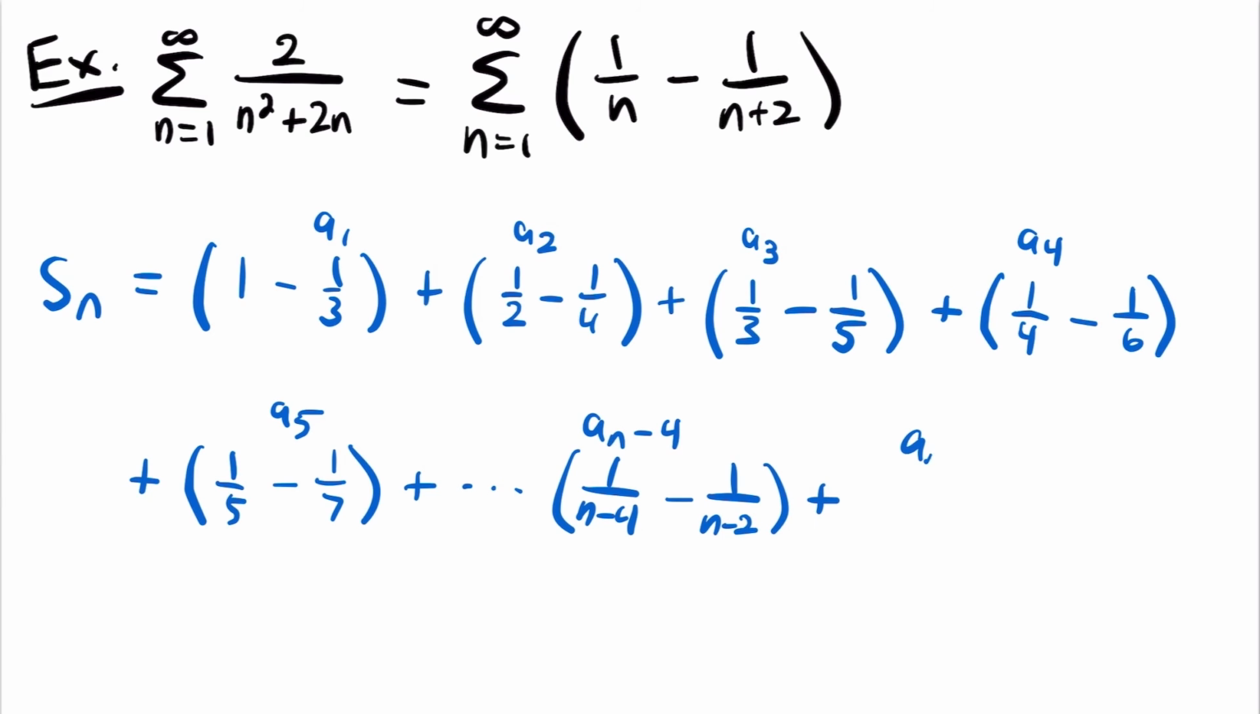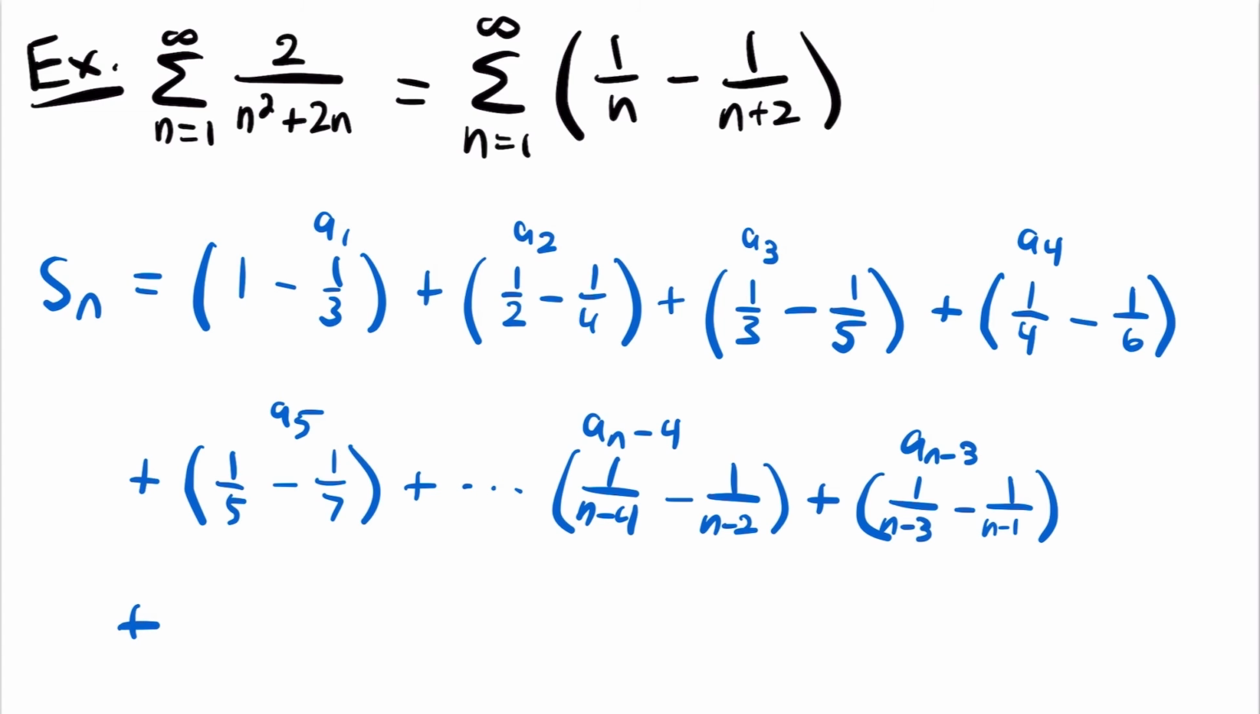Then let's do a sub n minus 3. What we're going to have there is 1 divided by n minus 3 minus 1 divided by n minus 3 plus 2. Negative 3 plus 2 is negative 1. So our denominator is n minus 1. So we'll have 1 divided by n minus 1.